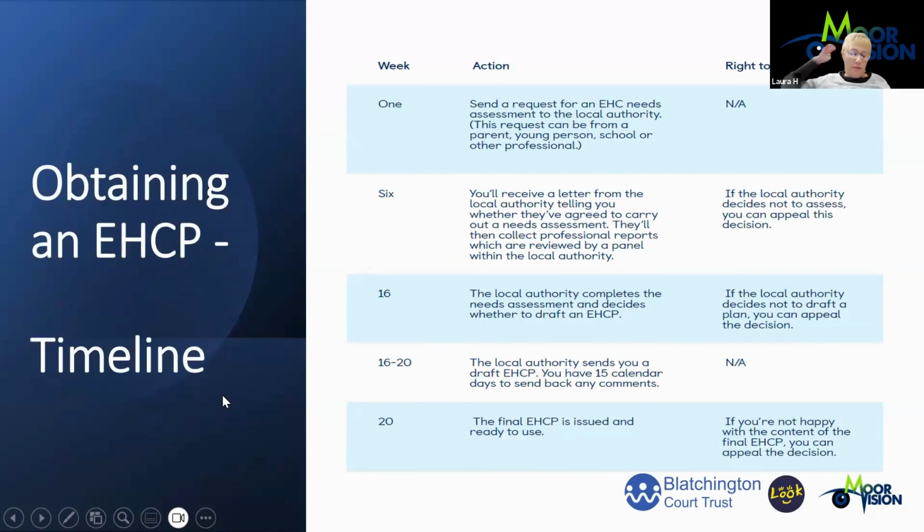So looking at the process, and we'll come back to this, but at the beginning, you're going in on week 1, you're requesting your EHC needs assessment to the local authority. If everything went swimmingly, it's a 20-week process from start to finish, which, if you weren't aware of that, seems like a very long time. I mean, it's over a third of the year. But there are some key markers.